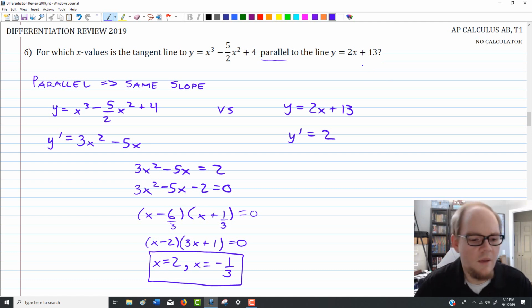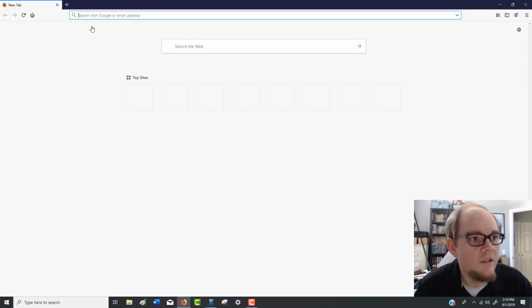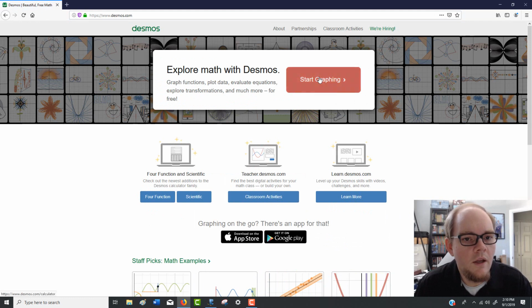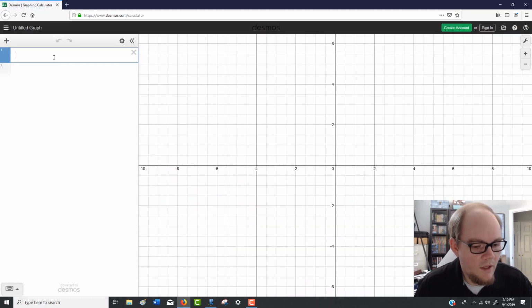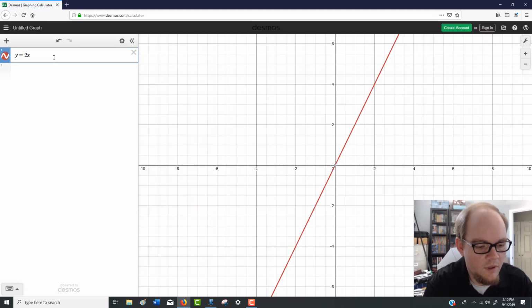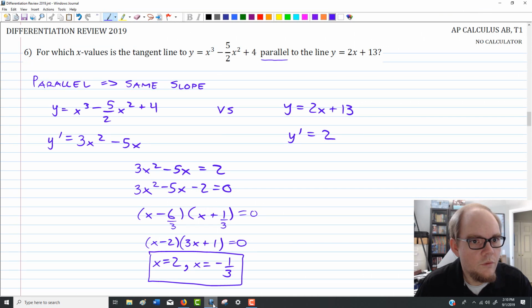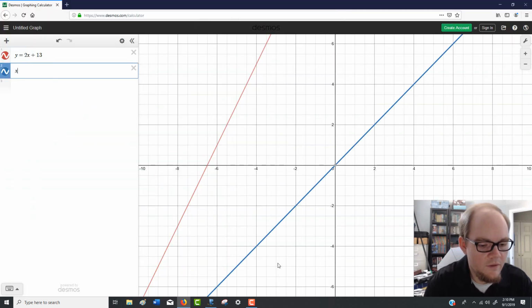So again, if we wanted to, we could absolutely check this. In fact, maybe we will just for the sake of completion. See if we got Desmos. Okay. So if we look at Desmos, I know we had y equals 2x plus 13, I want to say. So there's our line. Next we had x cubed minus 5 halves.